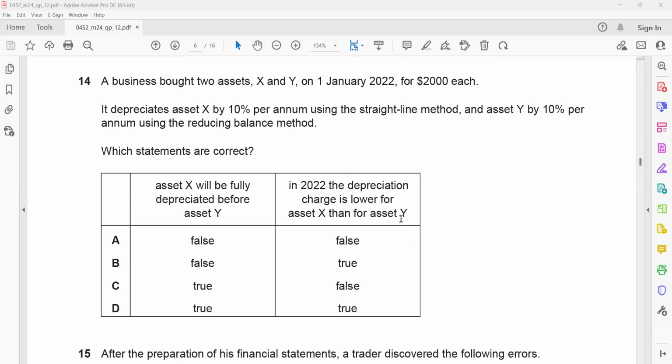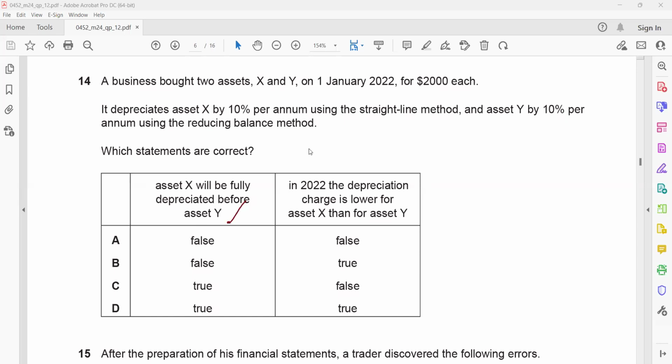Reporting. A business bought two assets X and Y on 1st January 2022 for 2,000 each. It depreciates asset X by 10% using the straight line method, and asset Y by 10% using the reducing balance method. Which statements are correct? Asset X will be fully depreciated before asset Y.